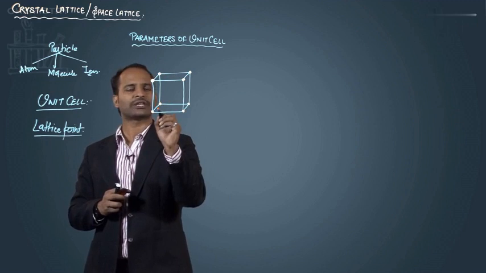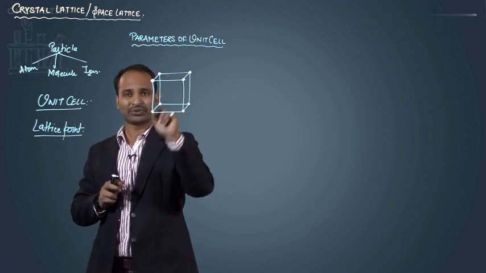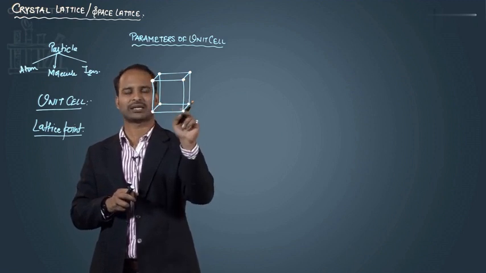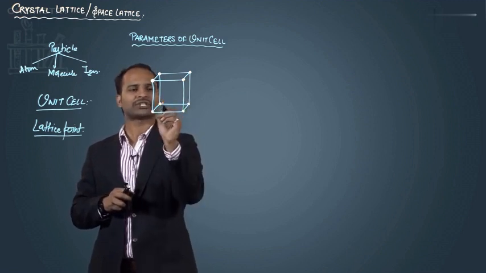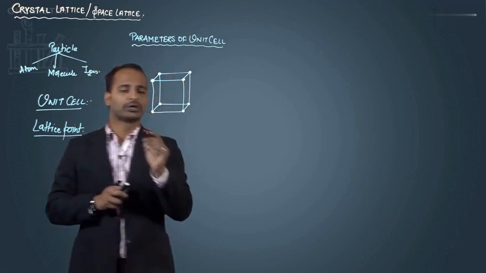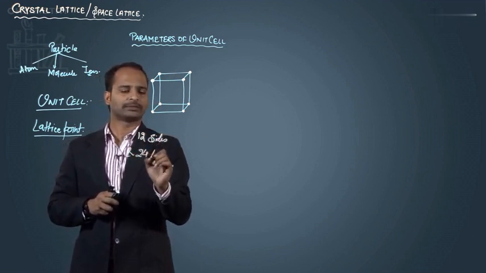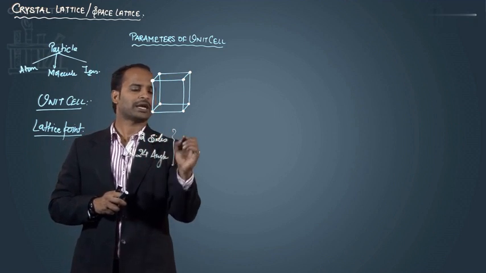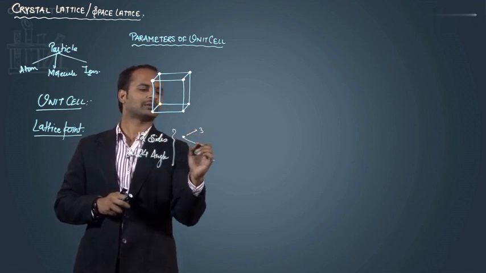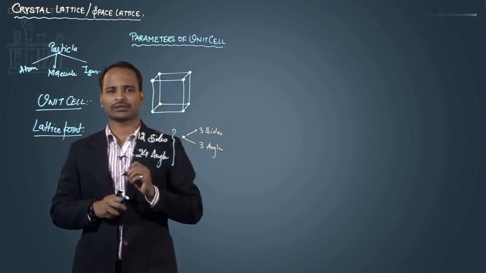The parameters mean we measure the lengths and the angles: the length of the edges and the angles between those edges. So instead of measuring the lengths of all 12 sides, and since at each corner 3 angles are forming, with 8 corners the total angles will be 24, instead of measuring 12 sides and 24 angles, we consider any one corner. Here we have 3 sides and 3 angles, so we just measure these 3 sides and these 3 angles.